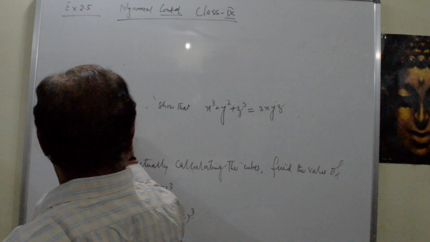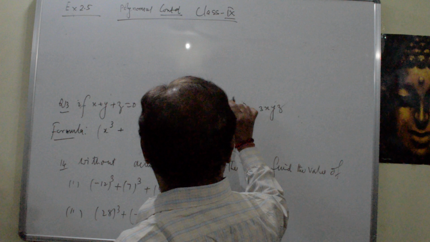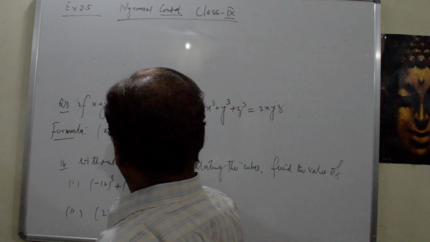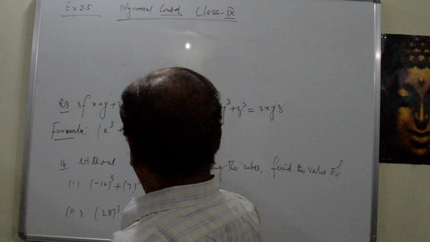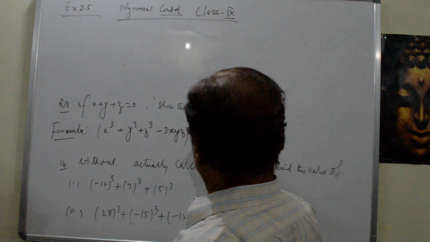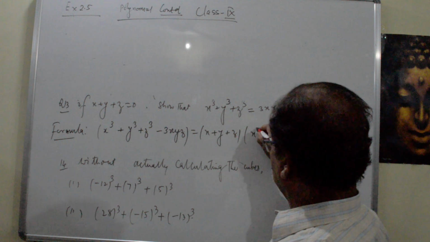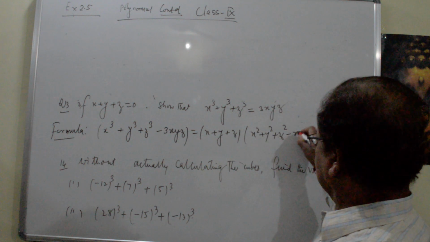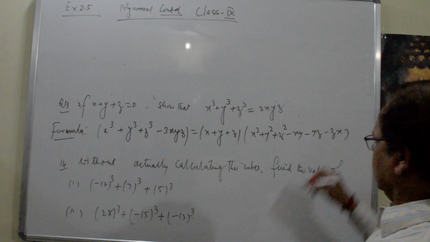This is x cube. x cube plus y cube plus z cube minus 3xyz is equal to (x plus y plus z) into (x square plus y square plus z square minus xy minus yz minus zx). So this is the formula.